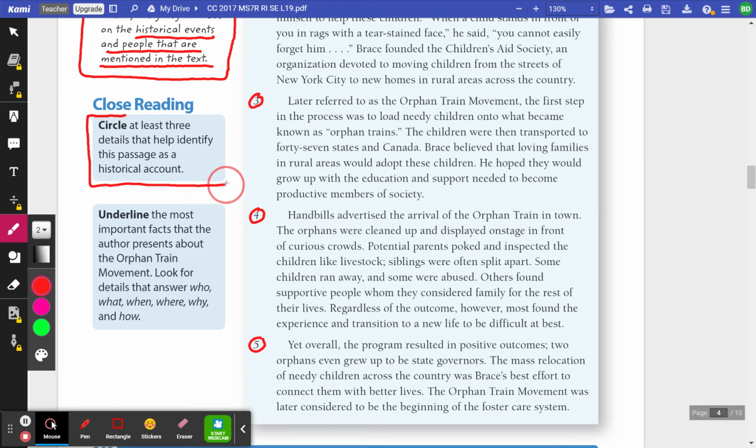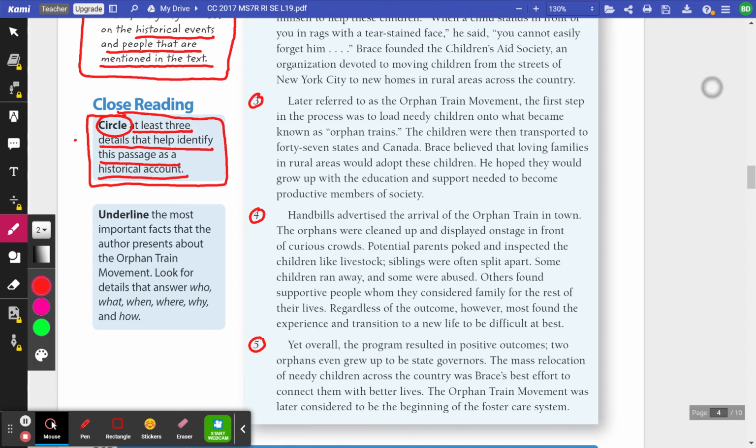So, according to the first close reading, we have to circle at least 3 details that help identify this passage as a historical account. So we know this is a historical account, right? We know it's real. We know it's informational. And we've already talked about those things that make it historical, right? So the people, the important historical figures, the historical events, the dates, the people that are involved, right? You can look for all of those things.